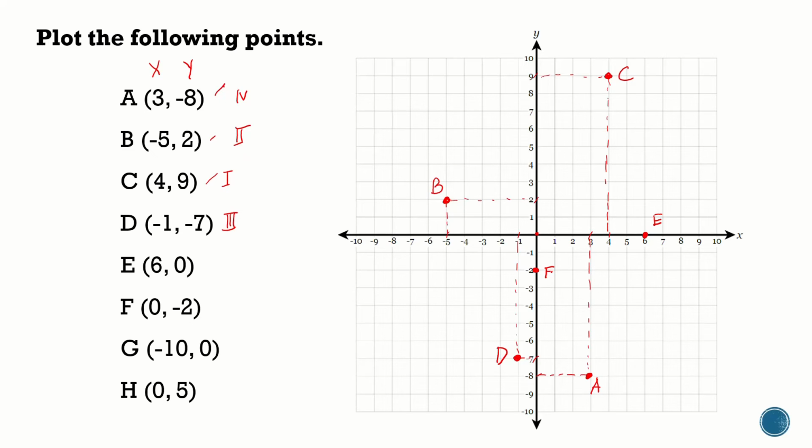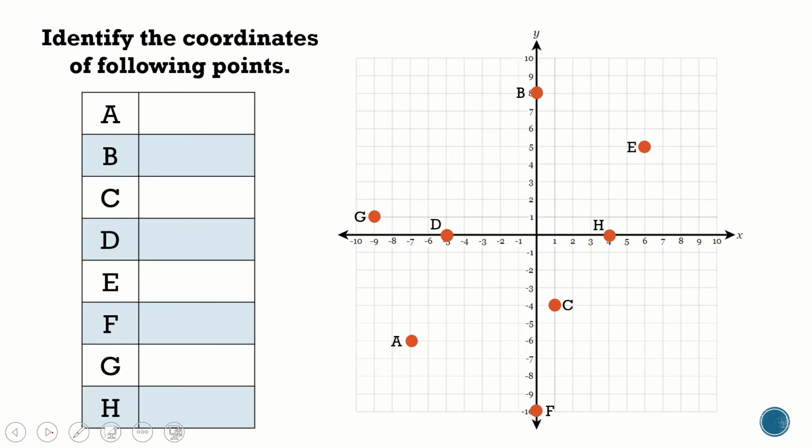Letter G: negative 10 of x is right here. And then 0 of y, obviously there's no vertical movement, so this is our point G. And finally, H: (0, 5). 0 is right here in the middle. 5 is right here. So this is point H. So that's how we plot points.